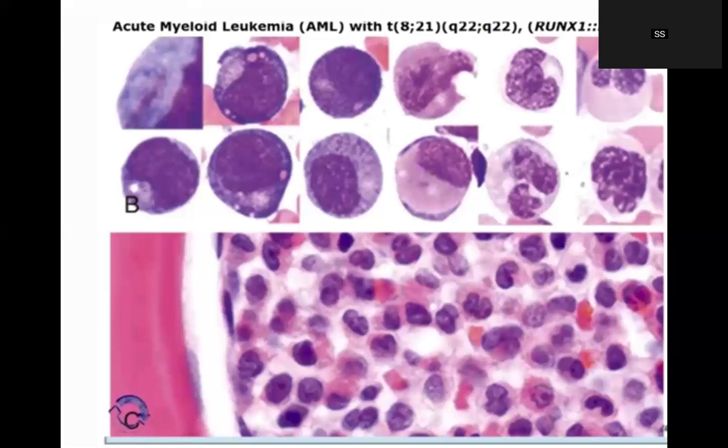The picture below is the bone marrow biopsy, where you can see paratrabecular infiltration of these marrow blasts along with the neutrophilic precursors. Next slide, sir.